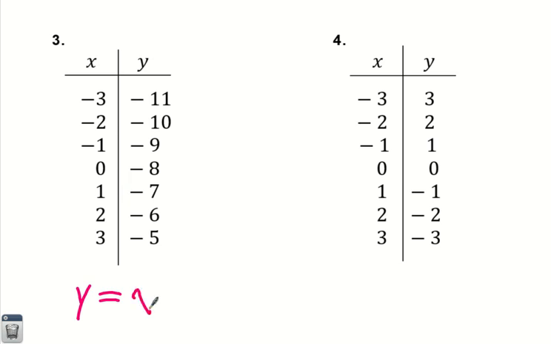All right, so it looks like, whoa, I don't like that x. Stupid pen. What's going on here? I don't like these extra tails. So it looks like you always subtract 8 from the x, whatever the x is, for it to equal y. Let's see if I do better with number 4.